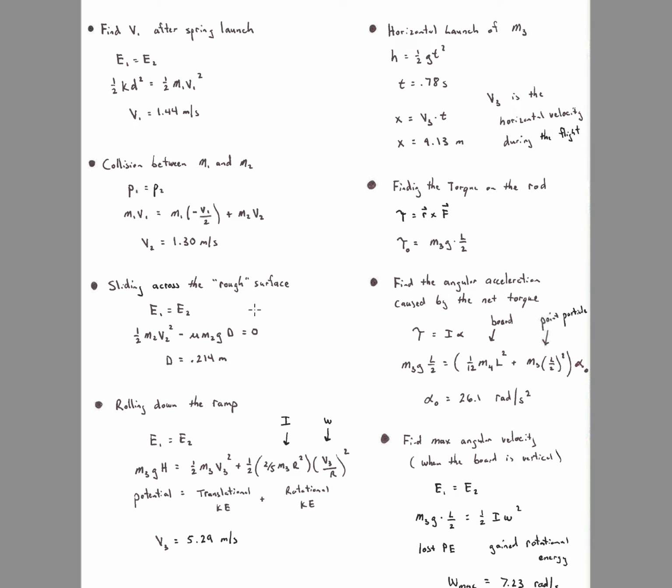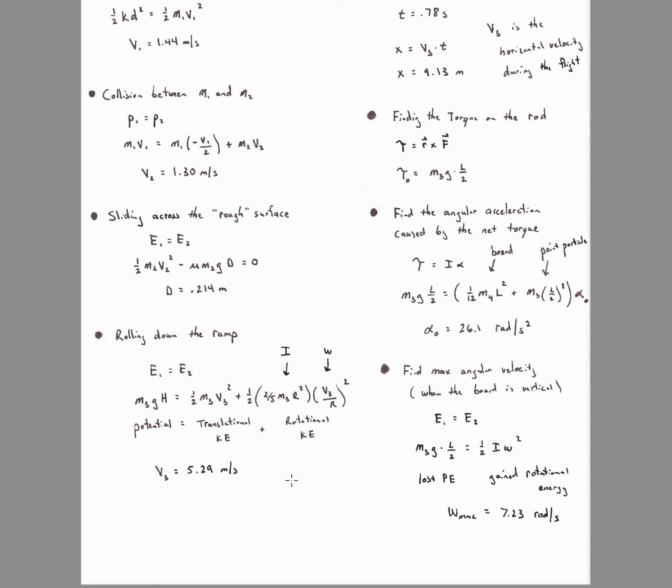Then it's going to slide over a rough surface, and we're basically told it loses all of its energy. It's just going to nudge M3 to go down. So we're going to take all the kinetic energy that it had after the collision, and it's going to lose it due to heat. And so we can say that energy minus mu M2 g D, which is the work done by friction, is going to be 0. We can figure out how far that rough surface must have been. Then M3 is going to roll down the ramp.